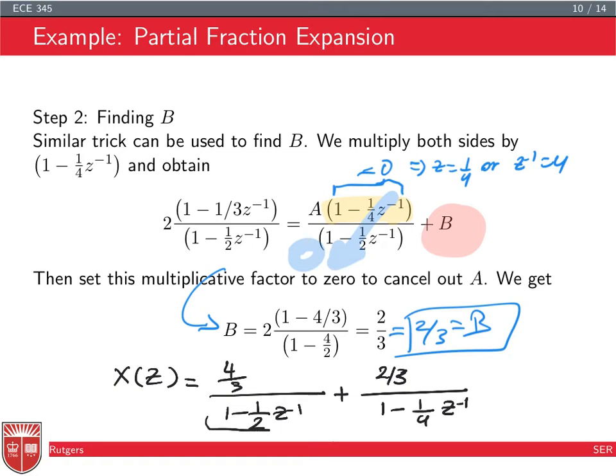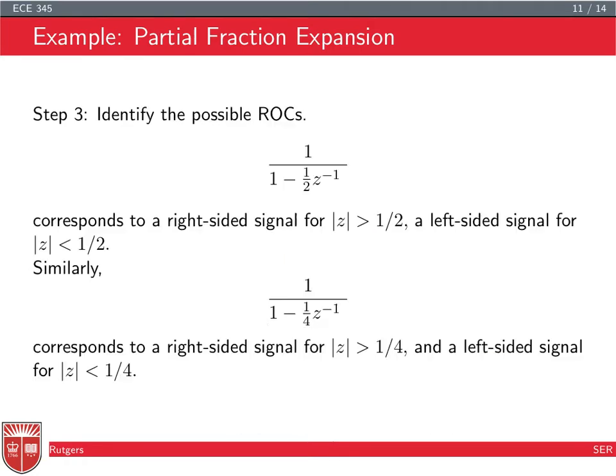So I want to analyze the inverse of each term separately. So we know for the first term here that the inverse is a right-sided signal for the magnitude of z greater than 1/2, or it's a left-sided signal for the magnitude of z less than 1/2, right? Because the pole is 1/2. And for the right-sided signal, the inverse here would be, like I just mentioned, 1/2 to the power n u[n], right?